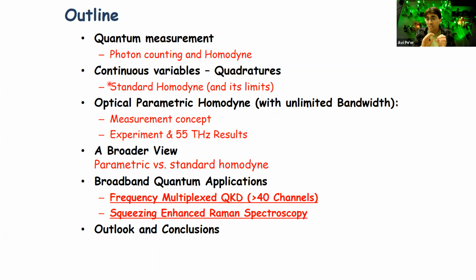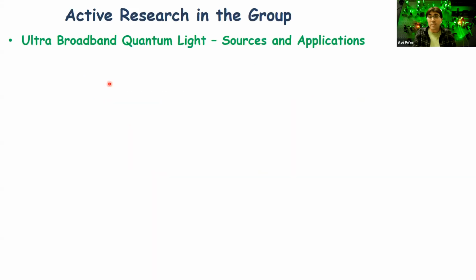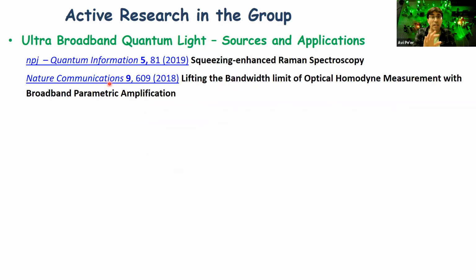I'll specifically discuss two. One is indeed related to quantum key distribution. And the other one will be Raman spectroscopy, how we can use the methods that I'll describe in order to enhance Raman spectroscopy. And with this, we'll conclude. There are things that I won't discuss. So what I will discuss are things that are related to what we do with broadband quantum light. So these are the things that will be covered today.